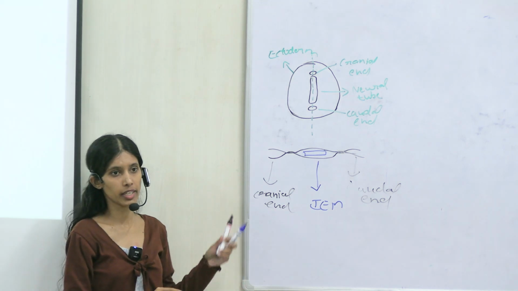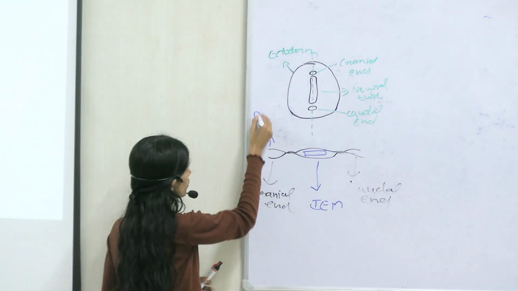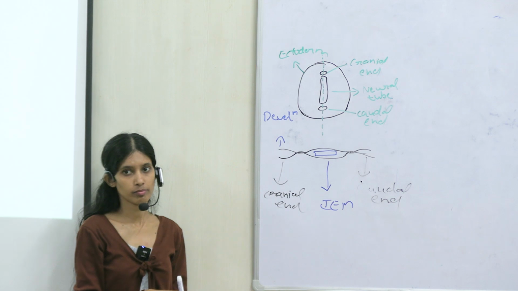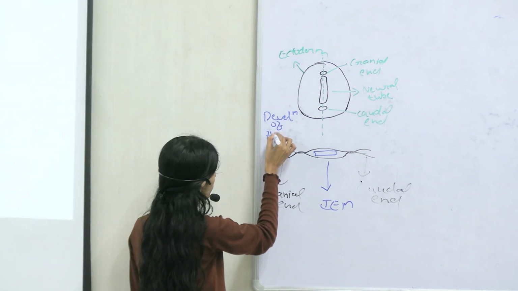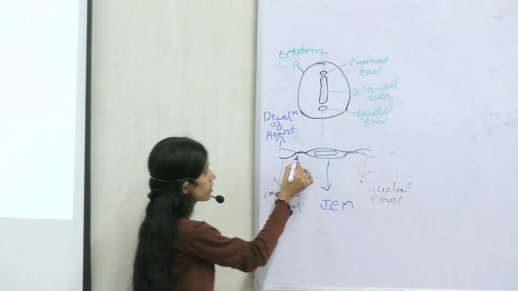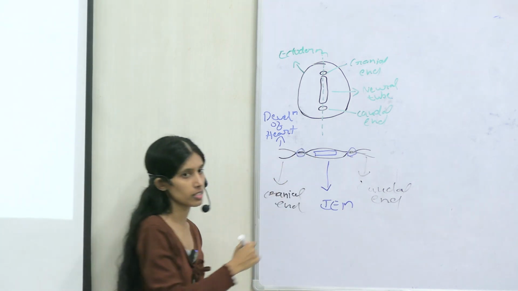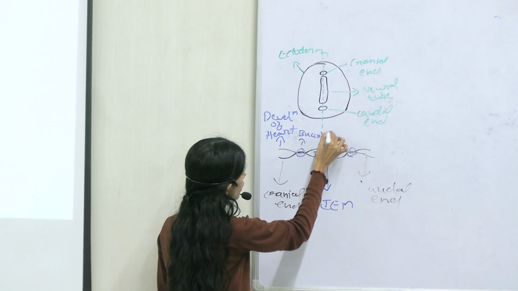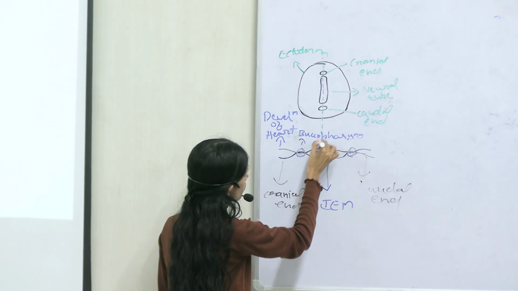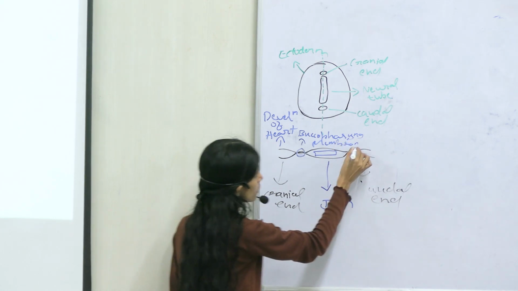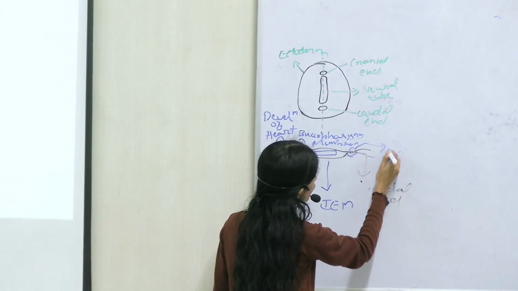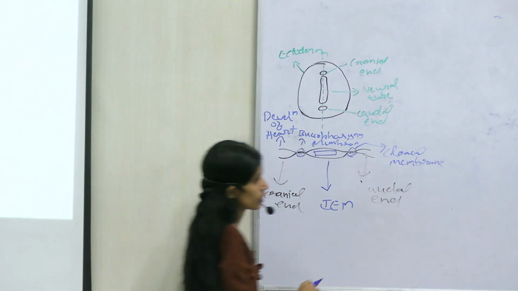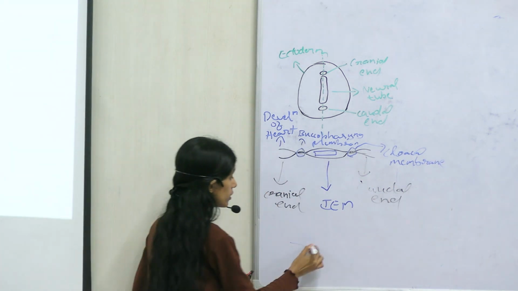In the cranial end we can see the development of which part? The development of your heart. And this region where the mesoderm is absent is called the buccopharyngeal membrane, and this part is called the cloacal membrane. So these events are taking place in the third week.